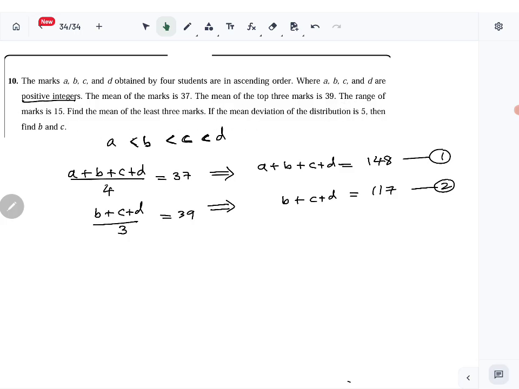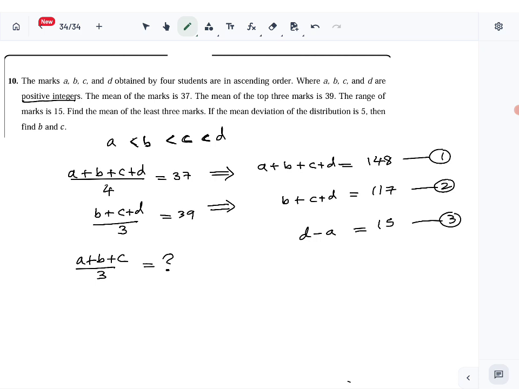Then the range of the marks is 15. Range is D minus A. So D minus A is 15. We have these three. Then find the mean of the least 3 marks. So we need to find what? (A + B + C) over 3. That is what we need to find first. Find the mean of the least 3 marks.